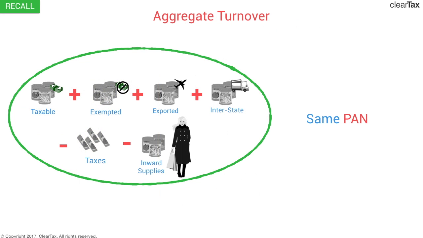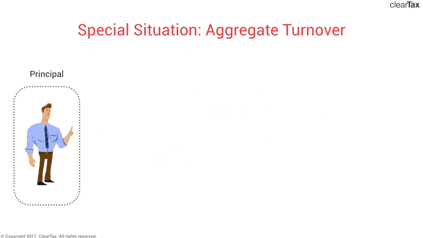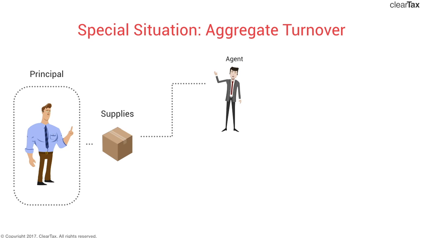Now we have already seen what aggregate turnover is. We need not dive deep into it. It includes all of taxable, exempt, exported, interstate supplies, but does not include taxes or inward supplies of a person having the same PAN. Now, when you consider aggregate turnover, there are 2 special situations that you need to keep in mind. Situation 1 is related to principal agent and situation 2 is related to principal job worker.